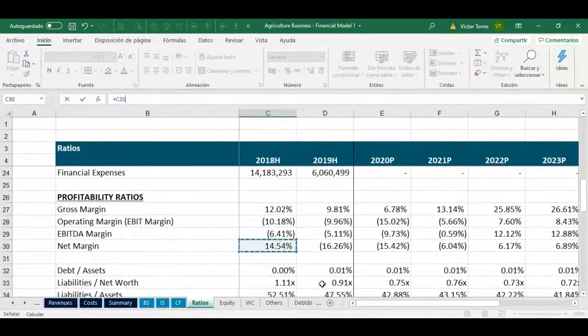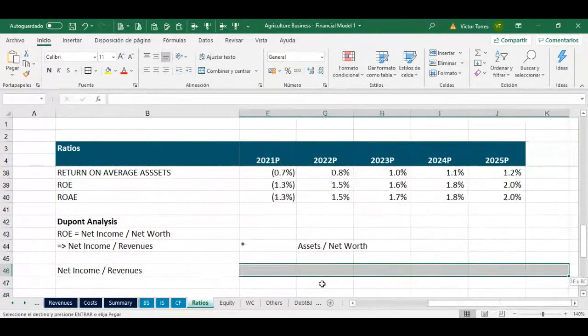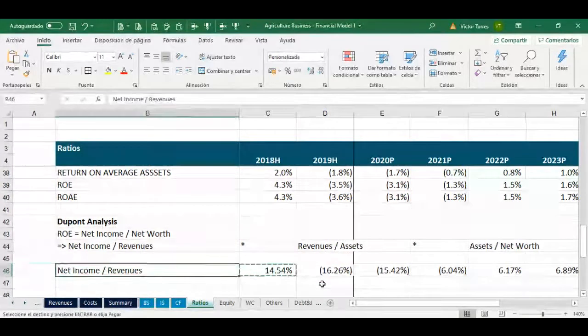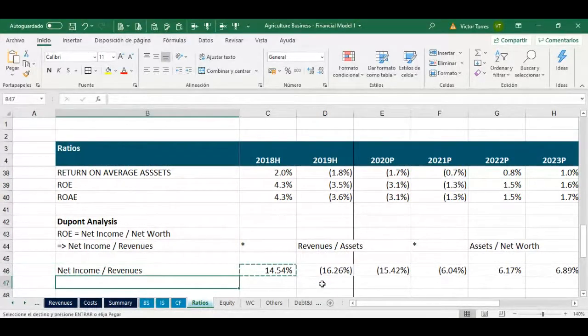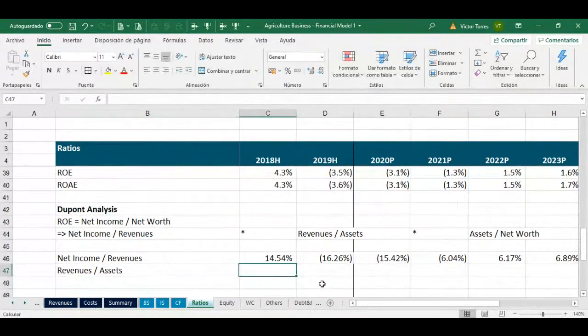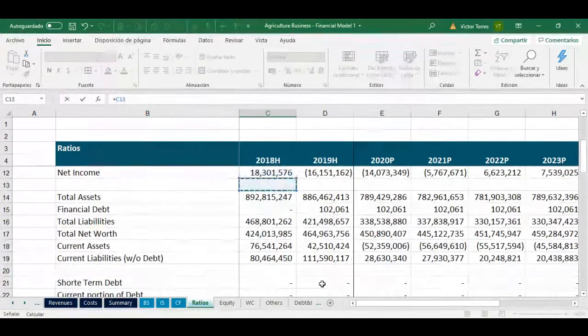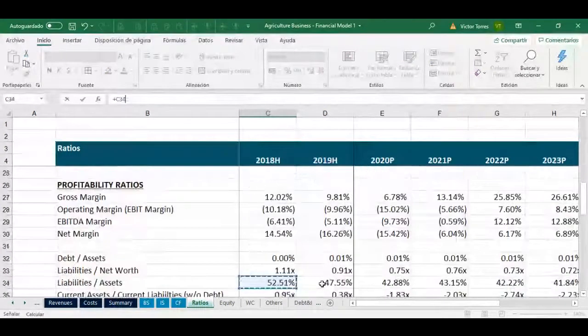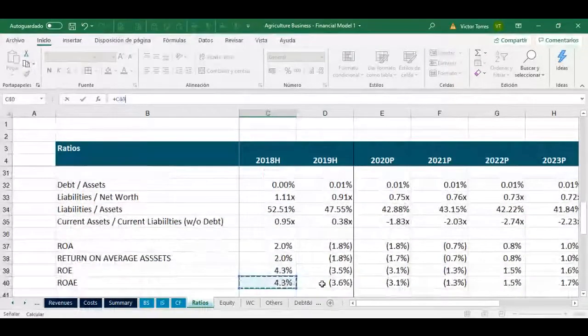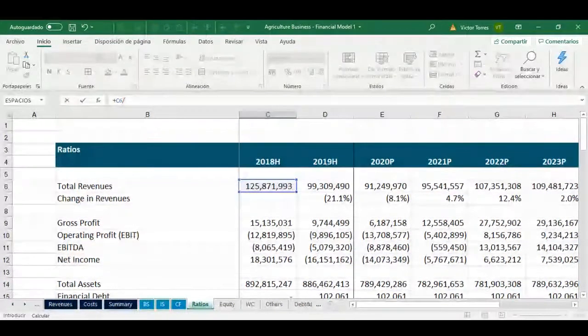Net income divided by revenues, that is the net margin. Then we have revenues divided by assets. That's the asset turnover ratio. It's very easy: total revenues divided by total assets.